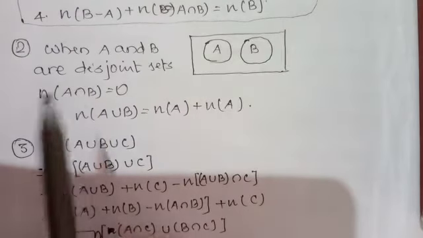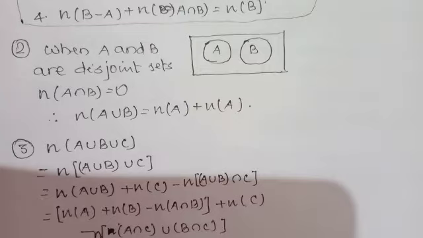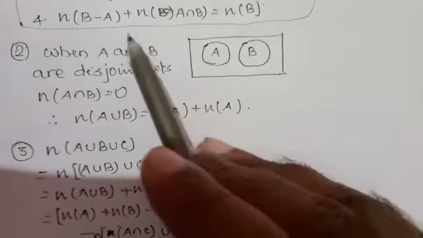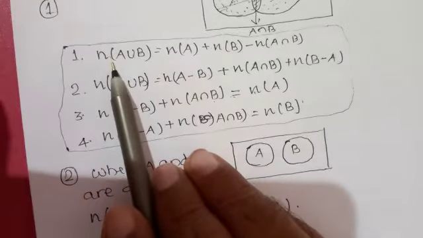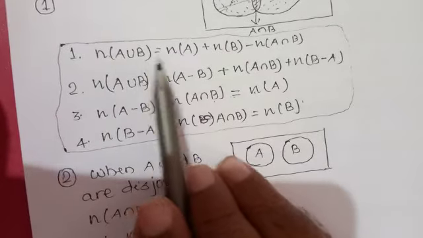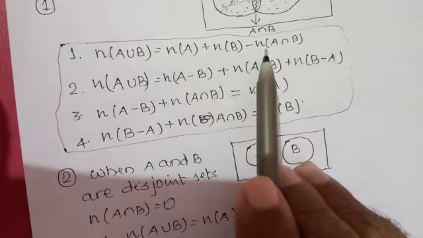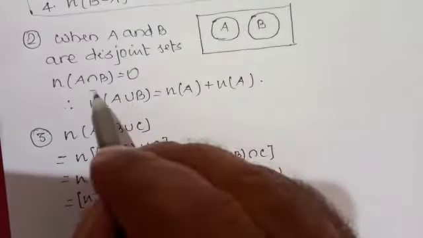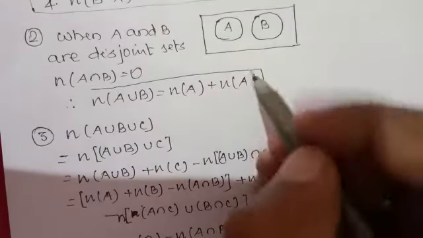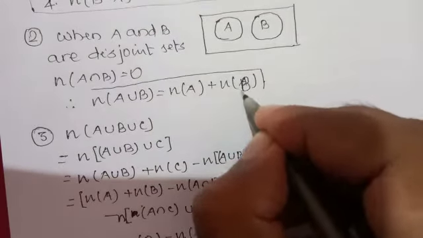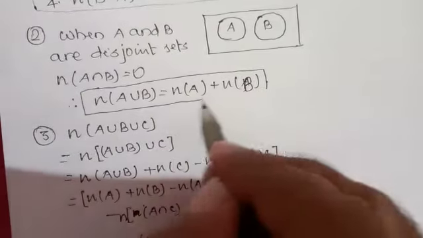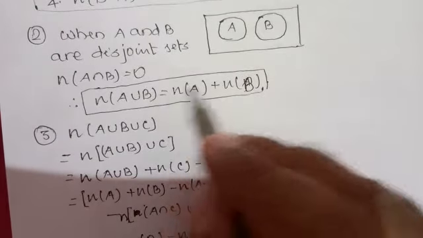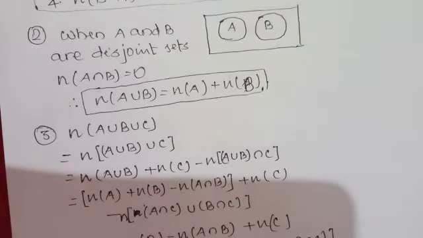In that case, put the value of n(A intersection B). In the first formula, n(A union B) is equal to n(A) plus n(B) minus n(A intersection B). When n(A intersection B) is equal to 0, then this is the formula for n(A union B). This is applicable when A and B are disjoint sets.